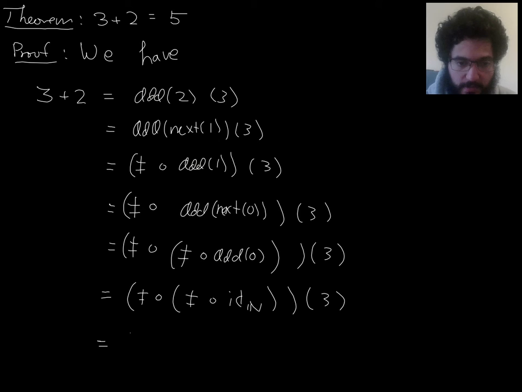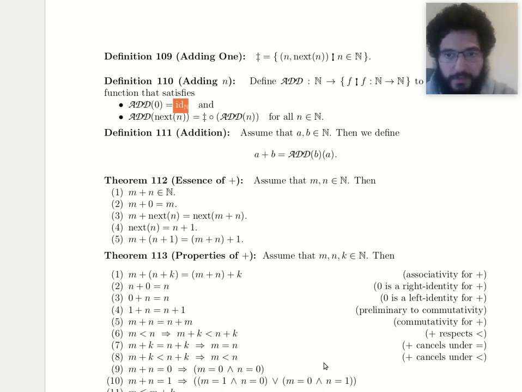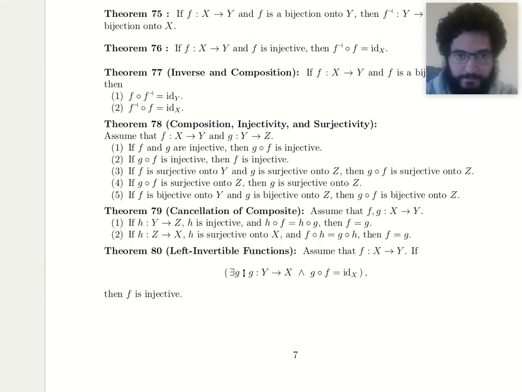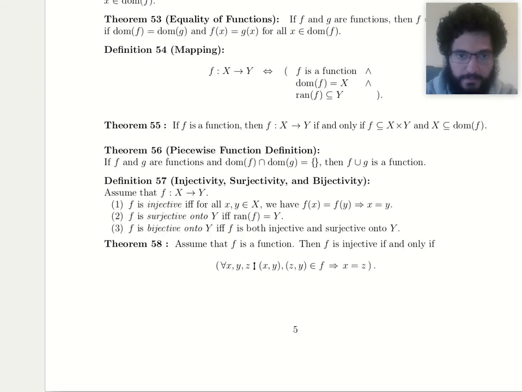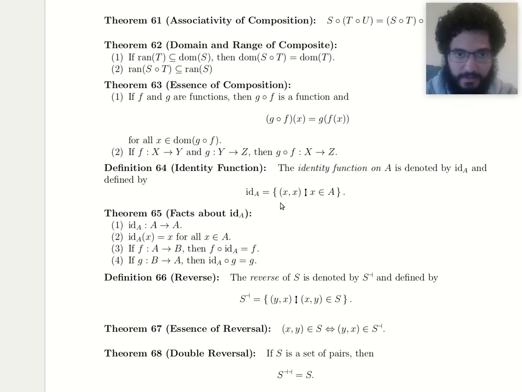I could rewrite things like this. So when I take this composite and I apply it to 3, I'm really just applying each of these in succession to 3. What would I be using there to do that? Where is it? It's this idea, right? Essence of composition.